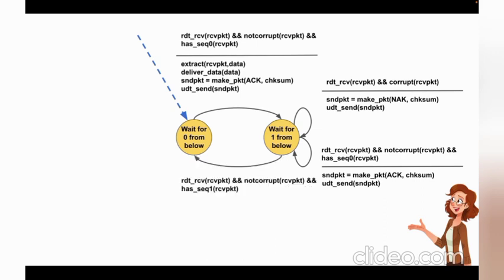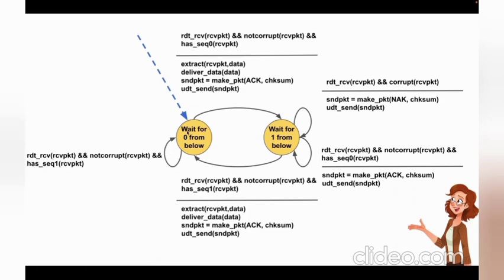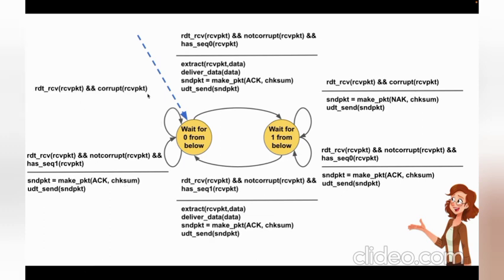But if the received packet is not corrupt and has sequence number 1, so that is what was expected in this case, packet with sequence number 1 and it was not corrupt. So it will extract the data, deliver it, and send a positive acknowledgement to the underlying layer. At this state, if it receives a non-corrupt packet, that packet is errorless, but the sequence number is not what is expected, that is 1 in this case. So here again it will resend a positive acknowledgement to the underlying layer, and if the packet is corrupt, in that case it will send a negative acknowledgement to the underlying layer.